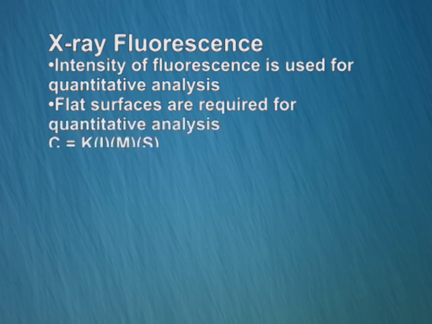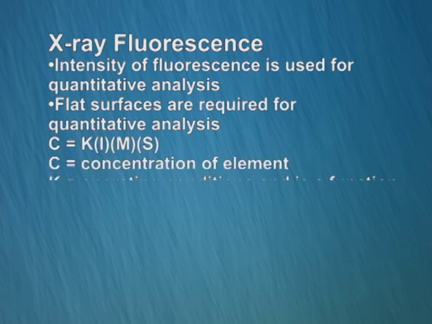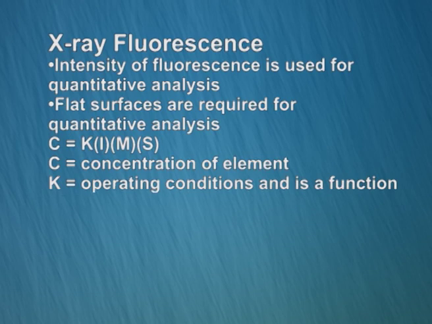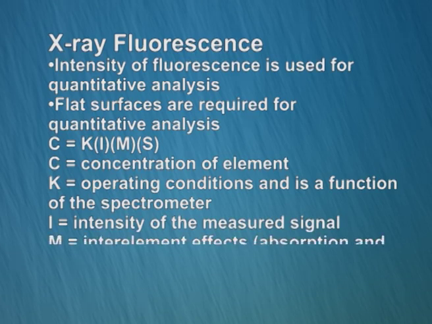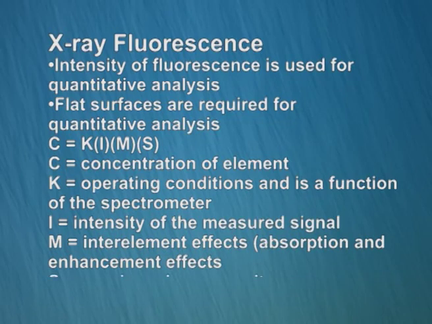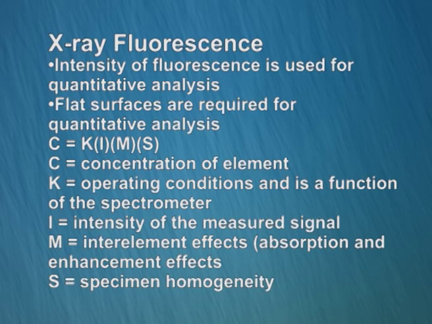C equals K into I into M into S, where C is the concentration of elements, K is the operating conditions and is a function of the spectrometer, I is the intensity of the measured signal, M is the inter-element effects, absorption and enhancement effects, and S is the specimen homogeneity.